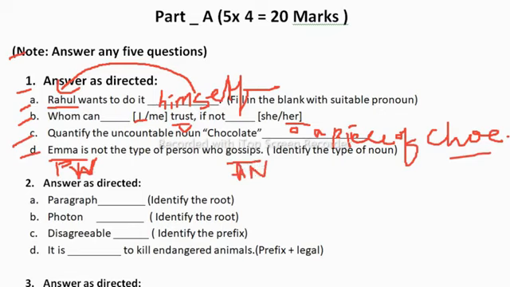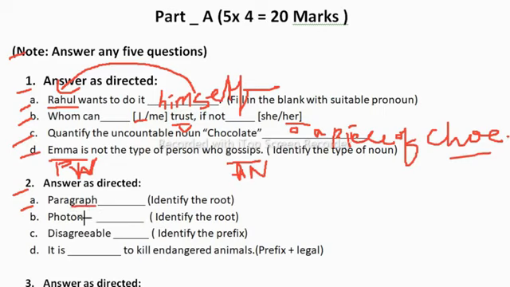Now let's see question 2, answer as directed again. Let's read the first part. What you have to do here is identify the root. In the given word you have to identify where the root word is. Here in this word graph, which means write, this is your root word. Graph is a root word.